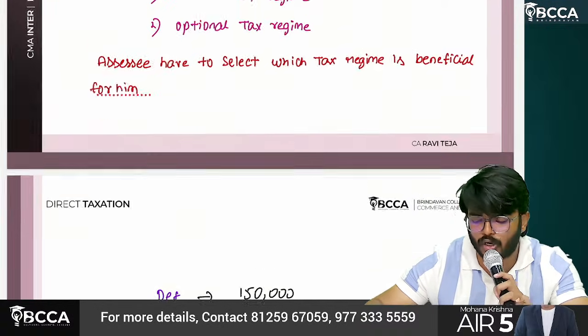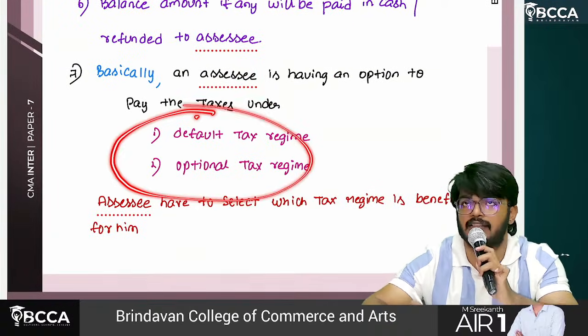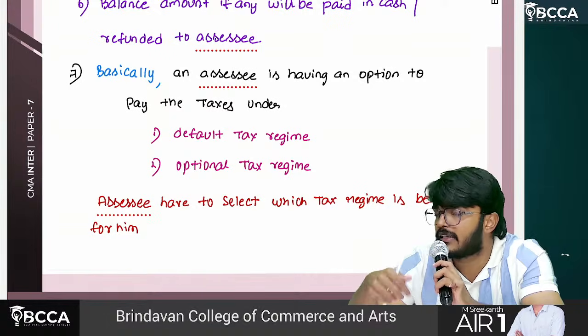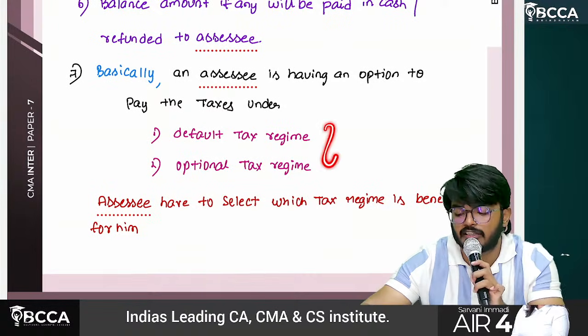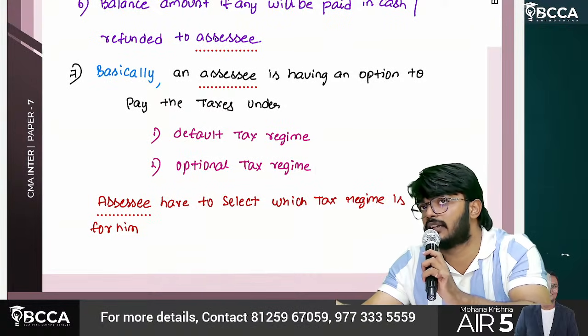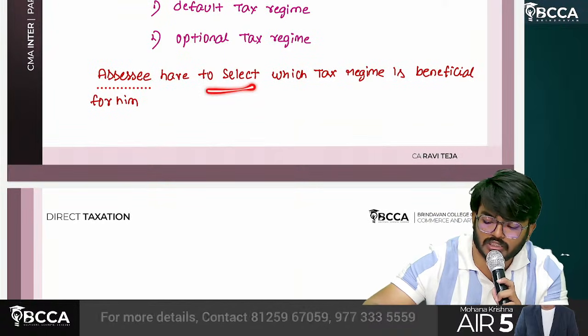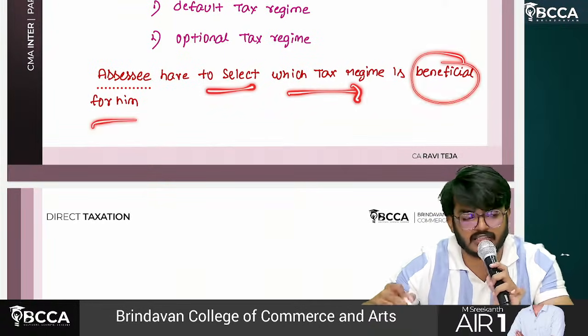Okay, sir, what is this default tax regime and optional tax regime? I have not explained, but now I am explaining. That person is having 2 tax regimes, 2 options are there. The person has to choose which tax regime is beneficial for him.